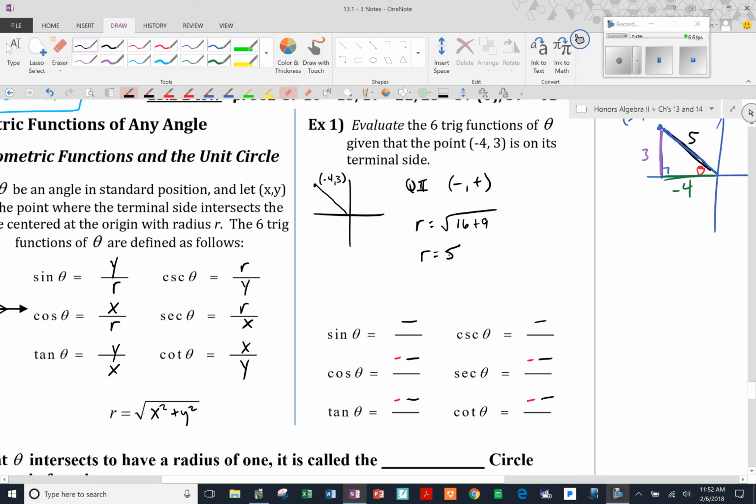In the case that it's not a Pythagorean triple, you'll actually have to do it. Sometimes you won't be able to simplify that either. It'll have a radical in it, so you're going to have to do some rationalizing in your answers down below. But we were pretty nice here in this one. So we have y, which is 3, over r, which is 5.